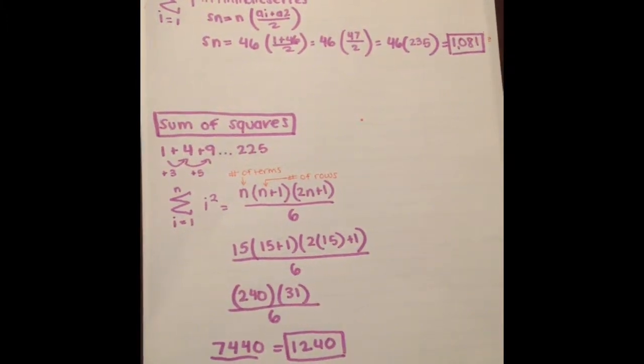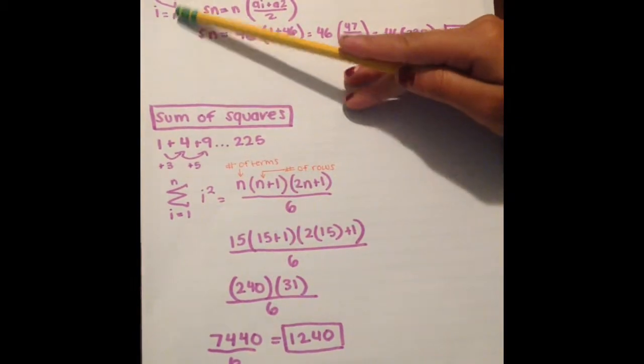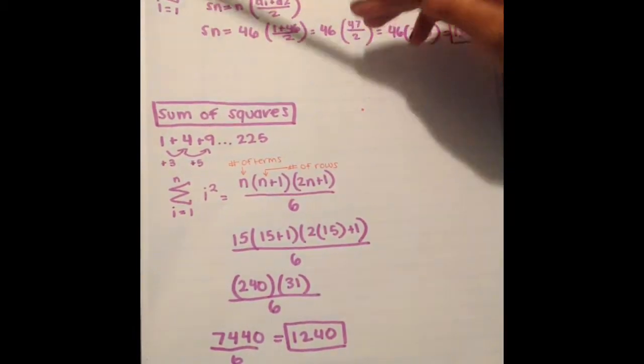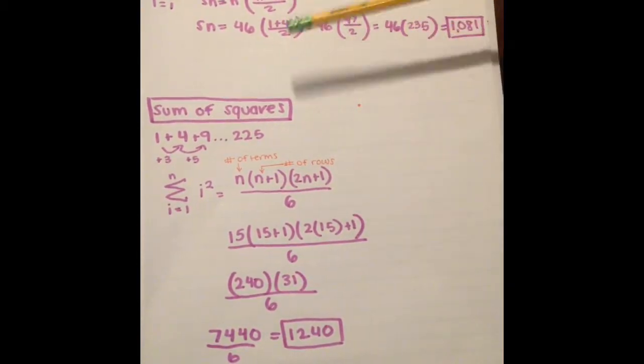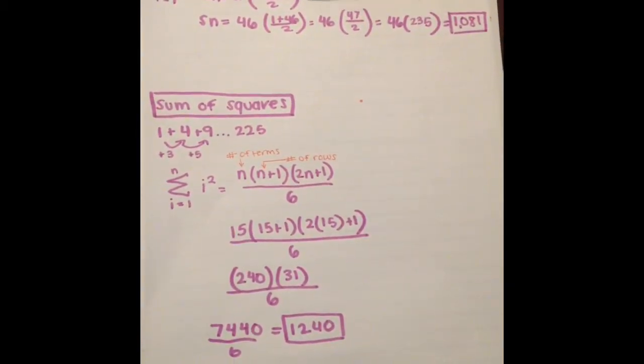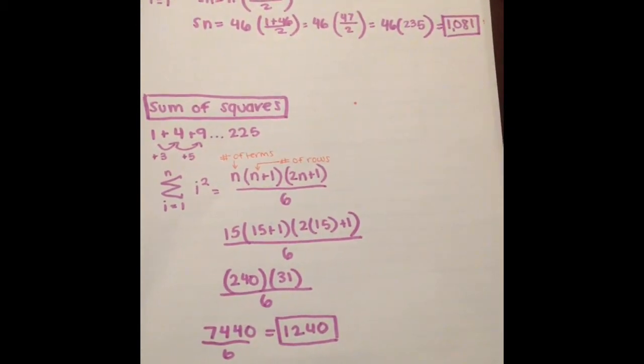Hey guys, okay, so we're going to be talking about the summation notation. Now this is the summation notation, and for this problem, 46 is the number going up to, and i equals 1. So we know that this is an arithmetic series, and for those who don't know what that is, it's adding the same number each time.